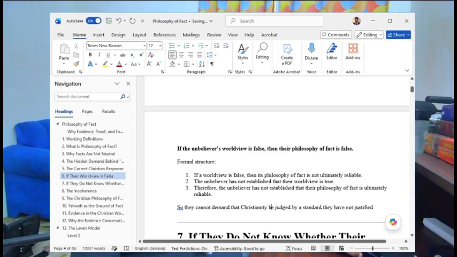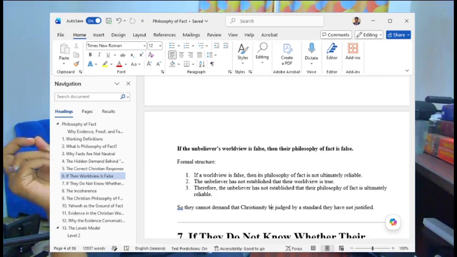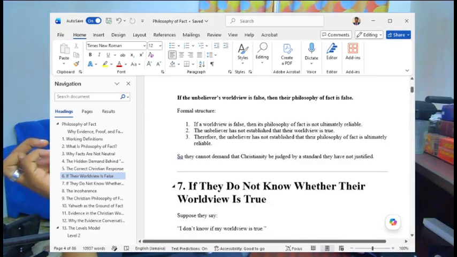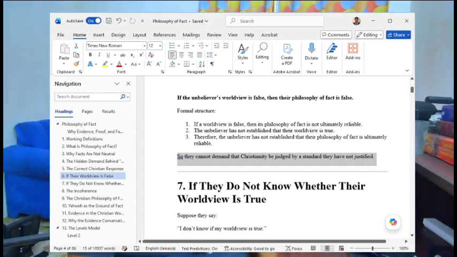Let me read that again. If a worldview is false, then its philosophy of fact is not ultimately reliable. Number two, the unbeliever has not established that their worldview is true. Number three, therefore, the unbeliever has not established that their philosophy of fact is ultimately reliable. So they cannot demand, here it is, guys, they cannot demand that the Christian be judged by a standard they have not justified.